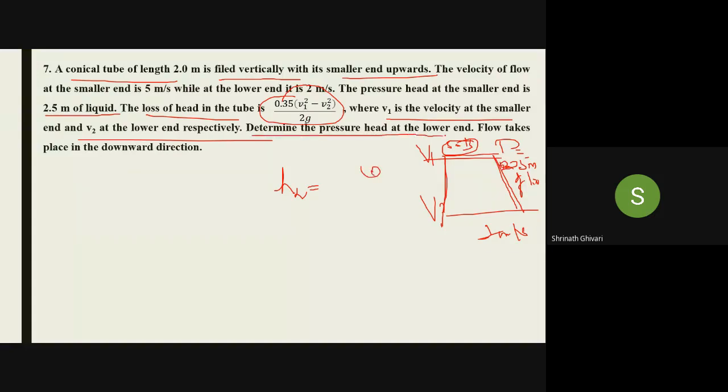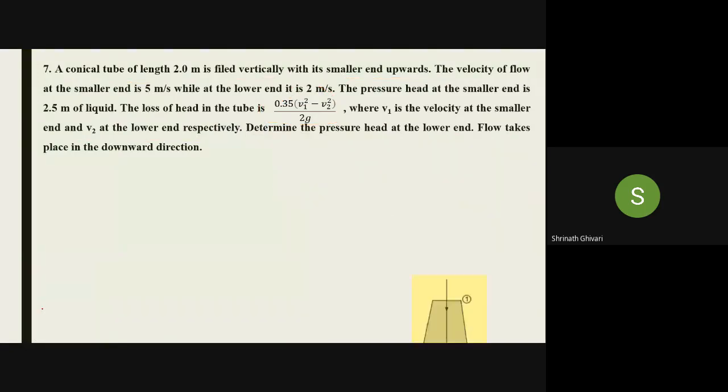Determine the pressure head at the lower end. We have to determine the pressure P2 at the lower end. Flow takes place in the downward direction, so the fluid is flowing downward. Okay, fine. Now we'll see how the diagram will look. As I said, this is section 1, this is section 2.